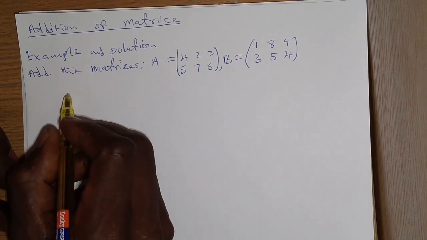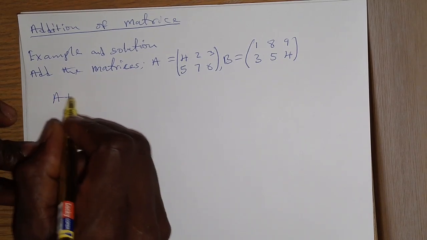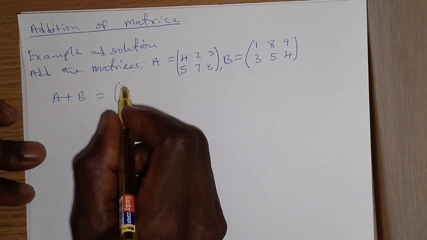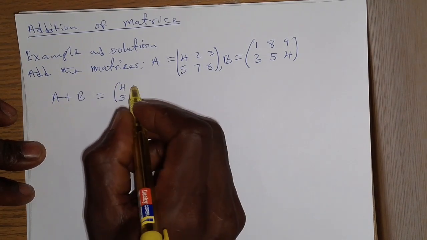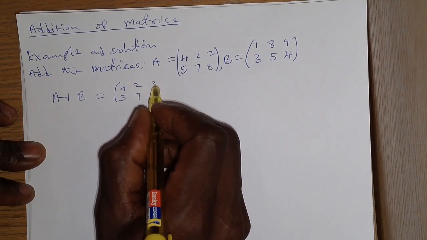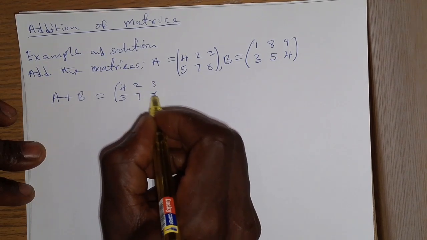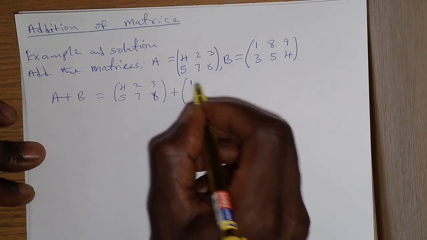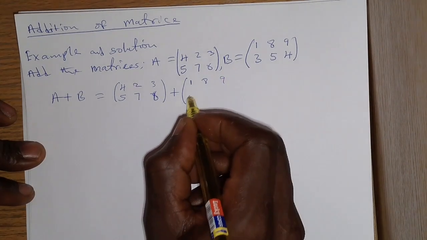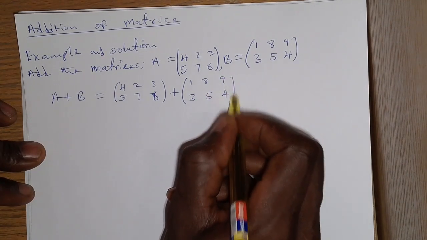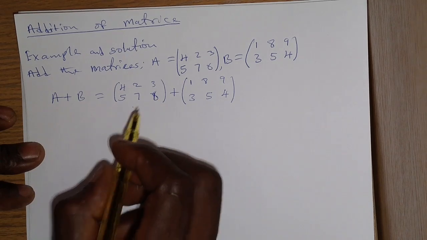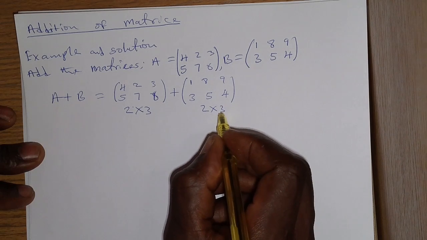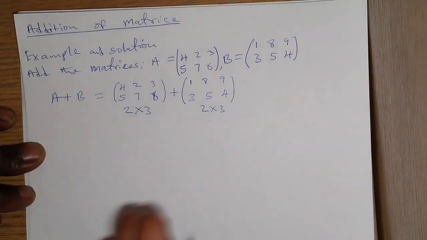Remember, for you to add any matrix, the order of that matrix is very important. So we will check the order first before we proceed on addition. So we write the first matrix in order: 4, 5, 2, 7, 3, 6, close bracket, then open the other bracket, we have 1, 8, 9, 3, 5 and 4. So if you check this matrix here, this is a 2 by 3 matrix and this is also a 2 by 3 matrix. As such, the order is the same. We can add these matrices.